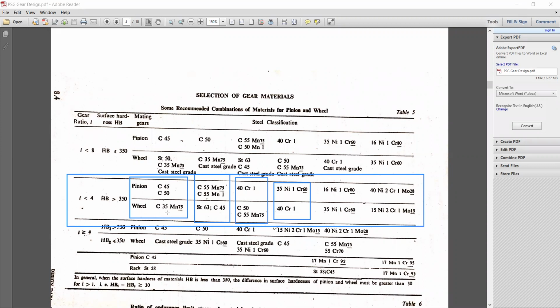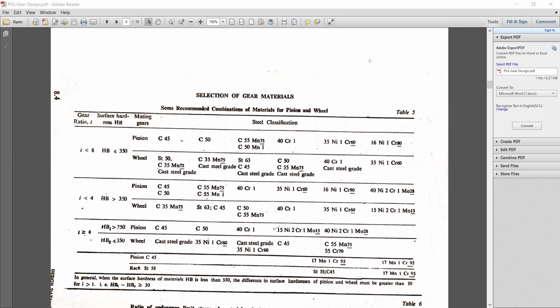Now here in the first one, C45 and C50, it's a common one and there is no alloy element added, but in the further combinations, commonly it is added with the alloy element. Okay, so we are choosing from this one. So यहाँ पे हम लोग क्या choose करने वाले हैं कि last one we will choose, that is 40 Ni2 Cr1 Mo28 and 15 Ni2 Cr1 Mo15. So it's a perfect alloy steel which we can use for our design.